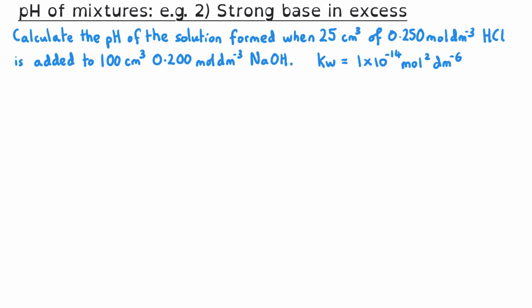Calculate the pH of the solution formed when 25 centimeters cubed of 0.25 moles per decimeter cubed hydrochloric acid is added to 100 centimeters cubed of 0.2 moles per decimeter cubed sodium hydroxide.